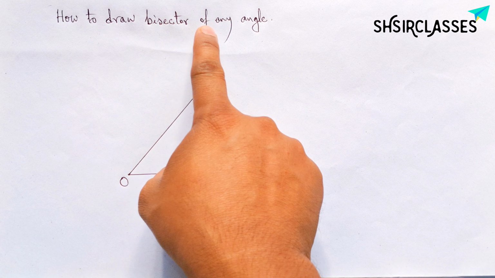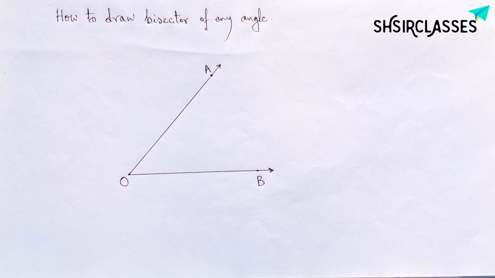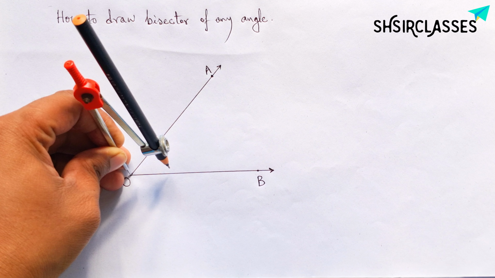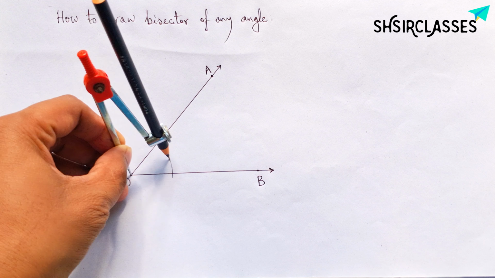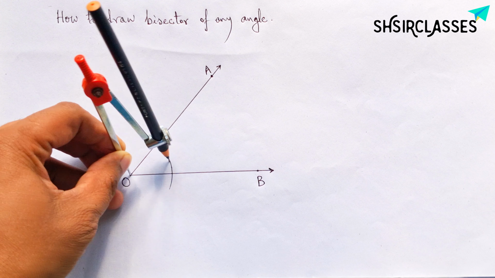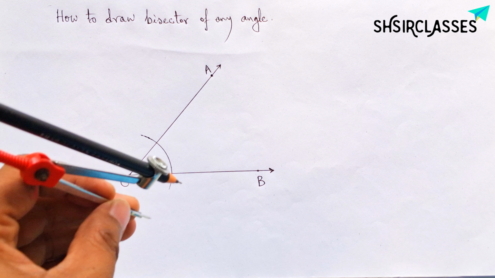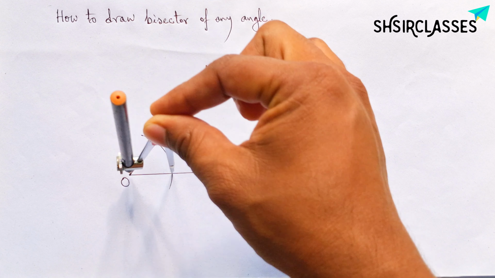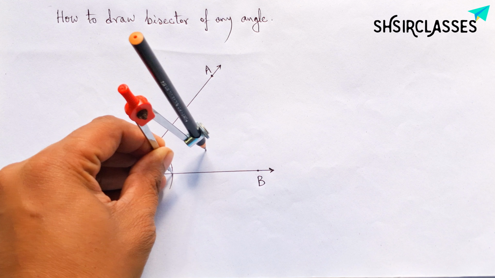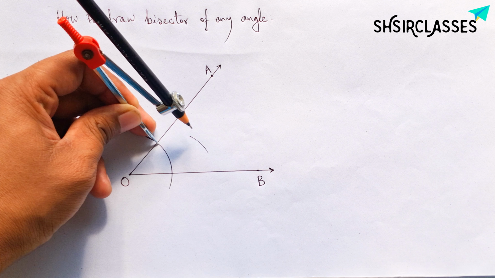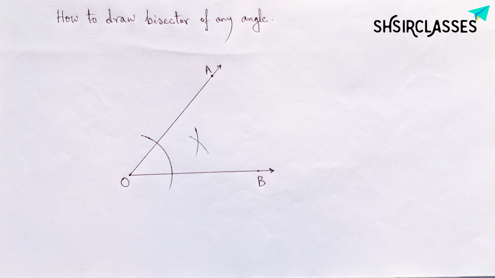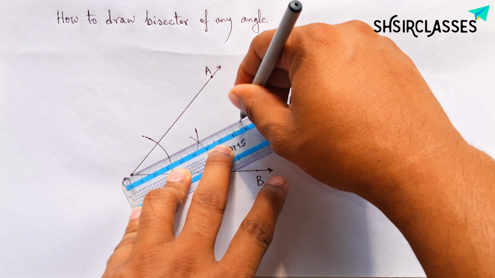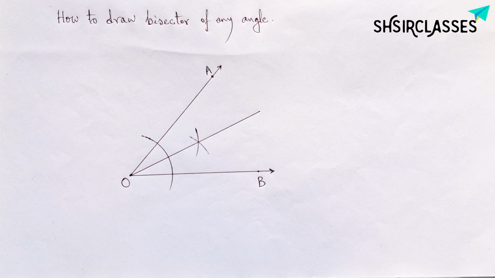Next, draw the bisector of this angle with the help of a compass. So putting the compass on the point O and taking any radius, first drawing here an arc. Perfect. Now putting the compass here and taking the same radius, draw here an arc. Again with the same radius, putting the compass here and cut here. Okay, next joining this, and this is the bisector of the angle AOB.